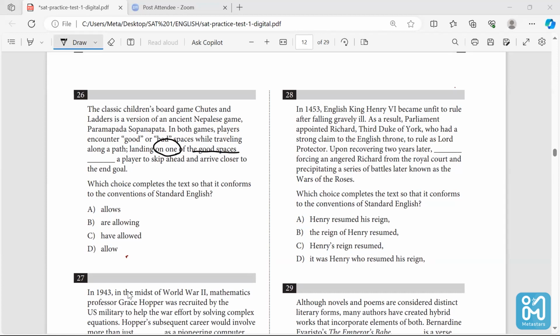Come on, raise your hand, guys. Ahmed has to unmute. What's the answer? Why is it A? Because it's singular, right?